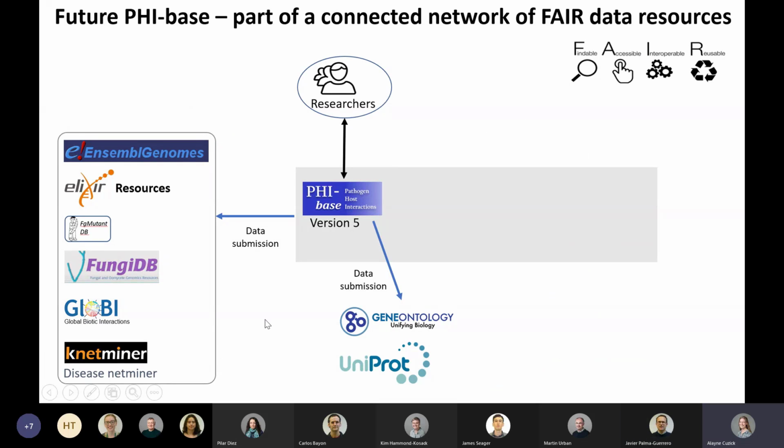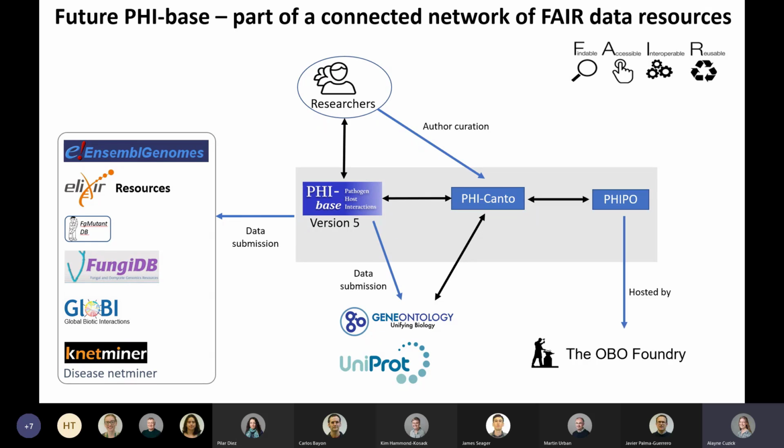So moving forward, when we have this version 5 of Firebase, we're still hoping to submit data to the same group in Ensembl Genomes there on the left, and also submit data to the Gene Ontology and UniProt. But what we're now hoping is that the researchers that are using Firebase would also be able to curate their own publications into PHI-Canto. PHI-Canto, as I explained earlier, uses UniProt and GO terms, and we also feed information back, so it's beneficial both ways.